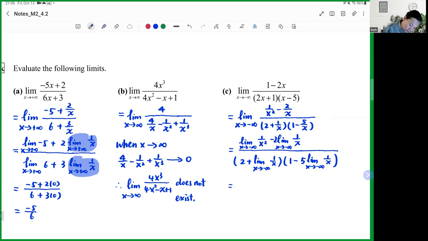Okay, in this case, it's 0 minus 0 divided by 2 plus 0 and 1 minus 5 times 0. This is the case when the numerator is 0 and the denominator is 2, and you get 0. You see? Now the difference is that in this question, you get 4 divided by 0. In this question, you get 0 divided by 2. In this case, 0 divided by 2 is an actual answer. In this case, 4 divided by 0 is not a limit that we can accept.